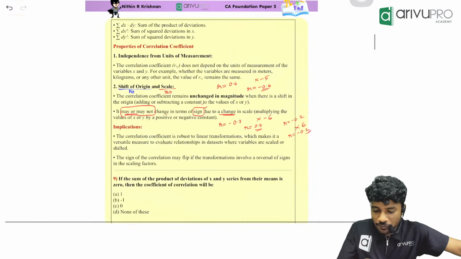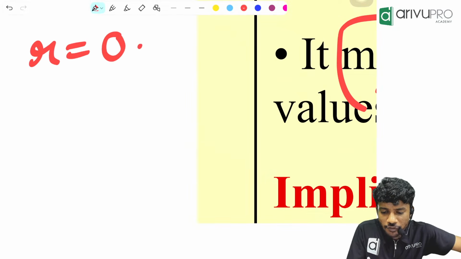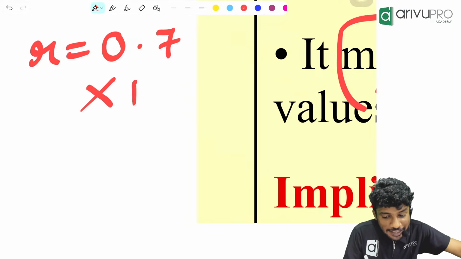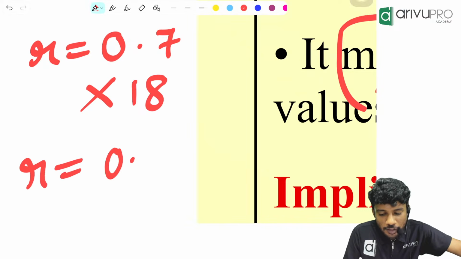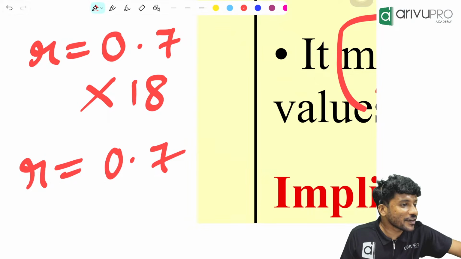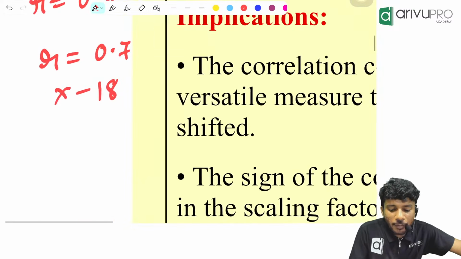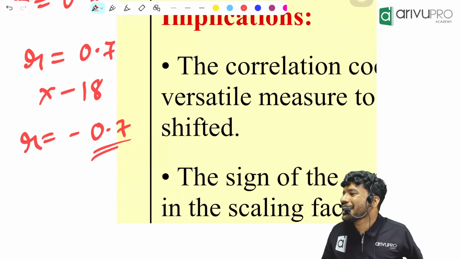So again, I will re-narrate it. If your correlation coefficient, for example, is 0.7, and I am multiplying each observation with 18, my new correlation coefficient also will be what? 0.7 itself. We will not change the sign. Until and unless we are multiplying with a negative value, it will never change. For example, my correlation coefficient was 0.7, but I am multiplying with negative 18. My new correlation coefficient will be what? Minus 0.7, and it will be negative itself.